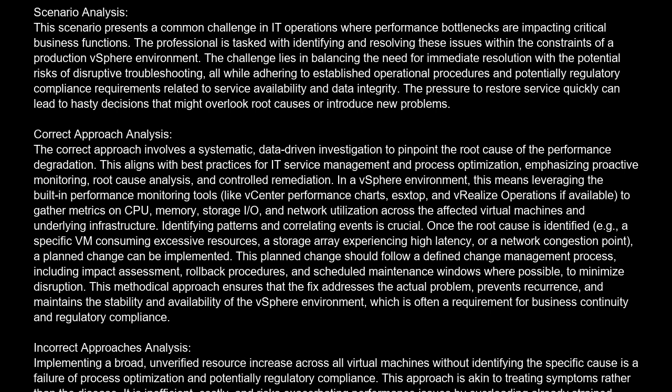Incorrect approach analysis. Implementing a broad, unverified resource increase across all virtual machines without identifying the specific cause is a failure of process optimization and potentially regulatory compliance. This approach is akin to treating symptoms rather than the disease. It is inefficient, costly, and risks exacerbating performance issues by overloading already strained resources or masking the true bottleneck.